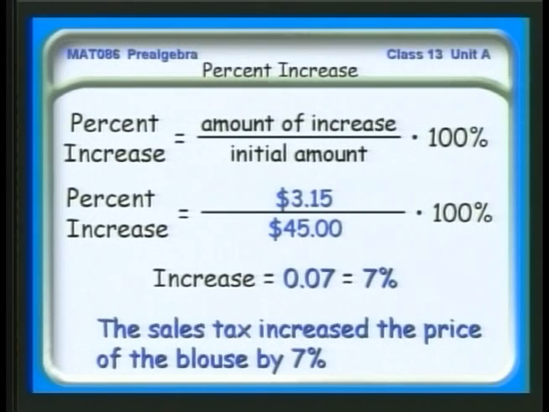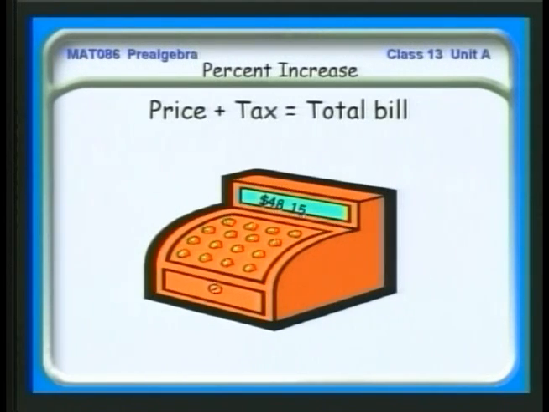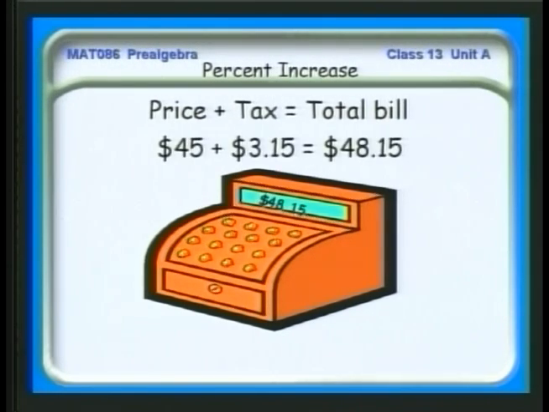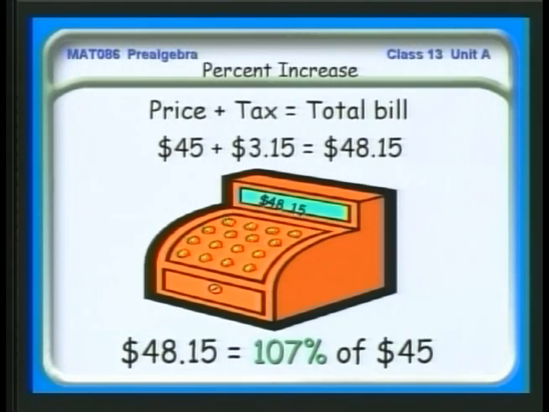We also now have to look at the final price increased by that 7%. The total bill, what you pay, is the price plus the tax. I would add that in, the $45 plus the $3.15, and all of a sudden that blouse cost $48.15.